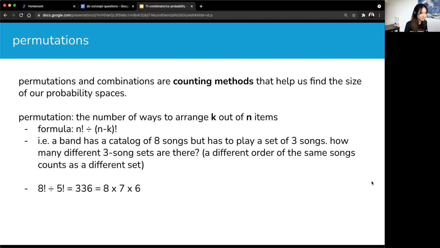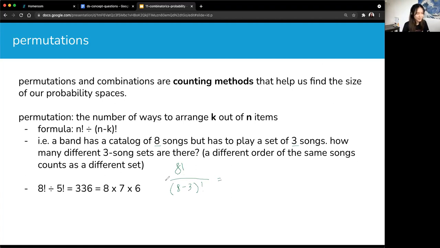We actually use permutations. So a number of ways to arrange k out of n items. And this is the formula: n factorial divided by (n minus k) factorial. And how that works out is in this example, we have n is 8 and k is 3. So in this case, we have 8 factorial divided by (8 minus 3) factorial, which actually works out here to 336.